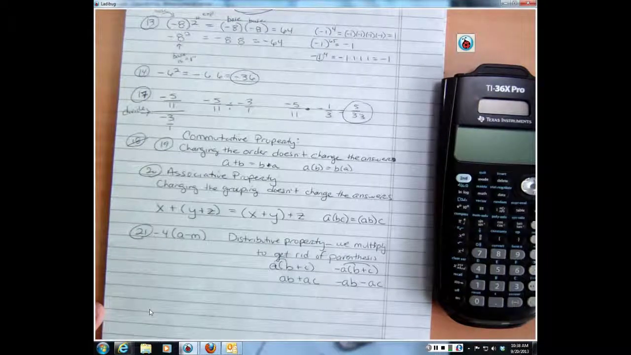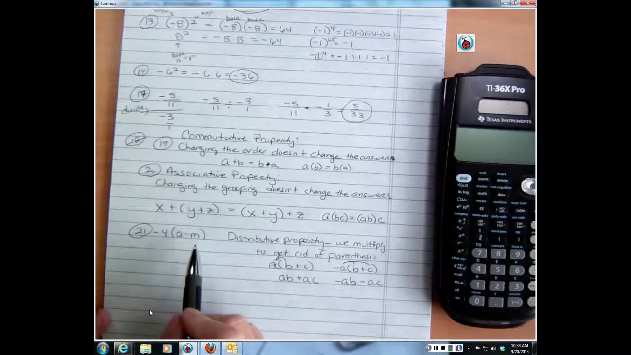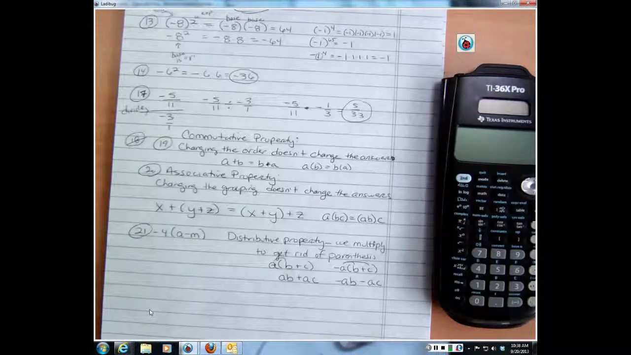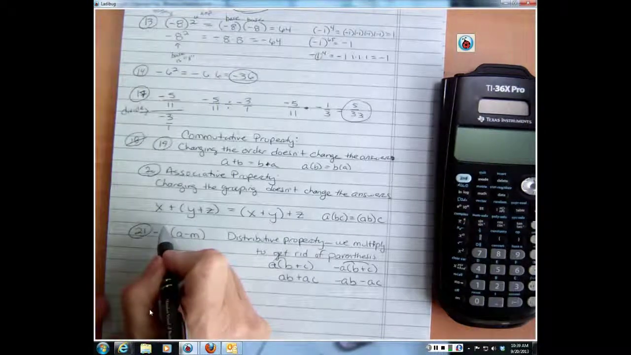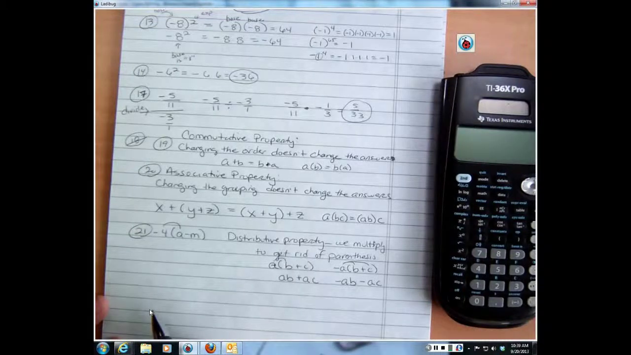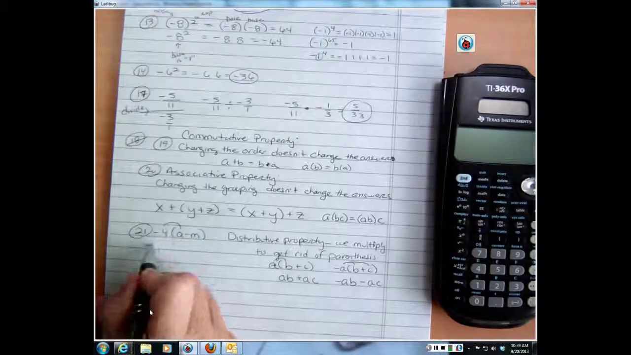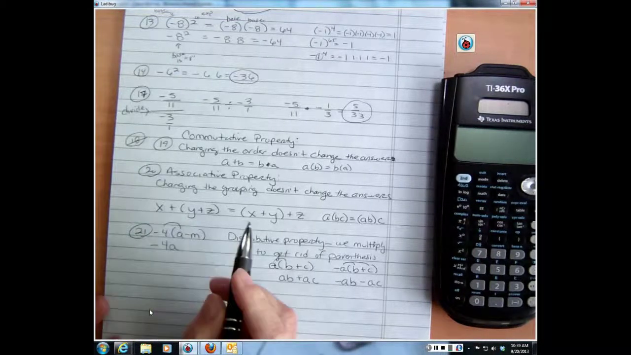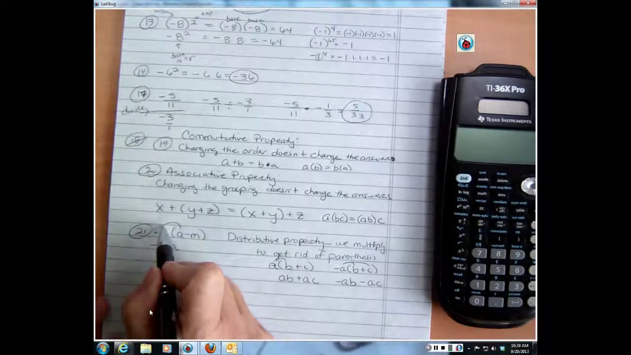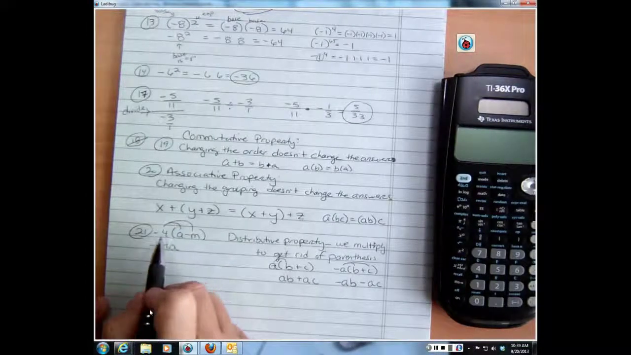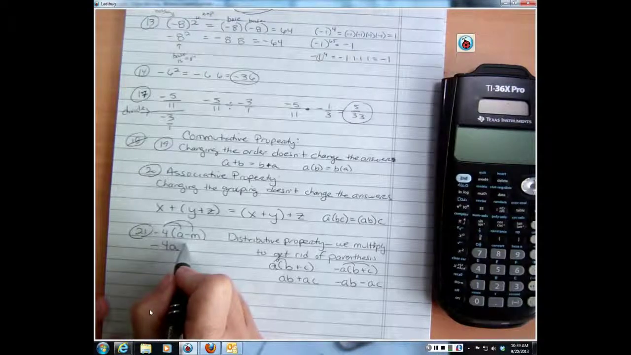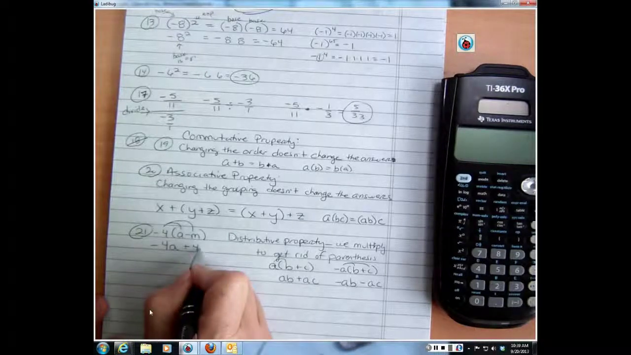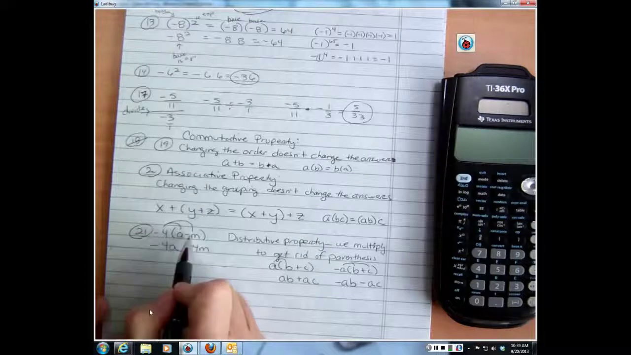This is the thing about having a calculator that you do things on. When you get into these where you're multiplying by letters, the calculator isn't going to be very helpful. So you want to be able to do this without a calculator. So we're going to take negative 4 times A. I've got one negative and one positive. That's a negative 4A. And I've got negative 4 times negative M. Negative times a negative is a positive 4M.